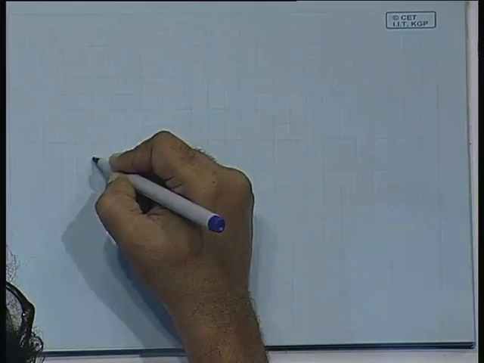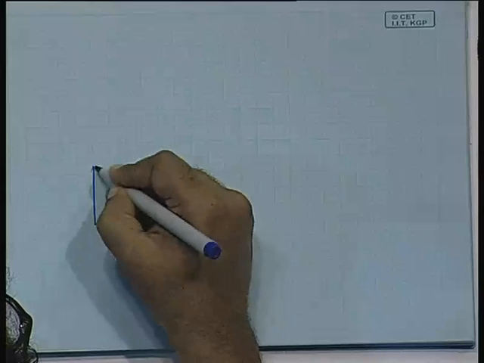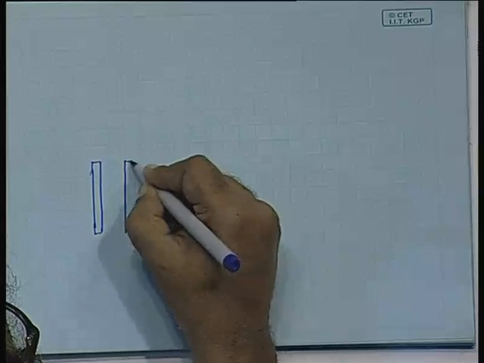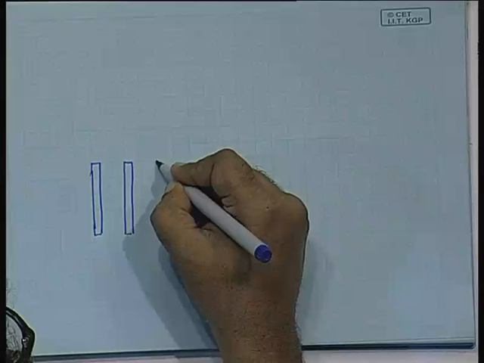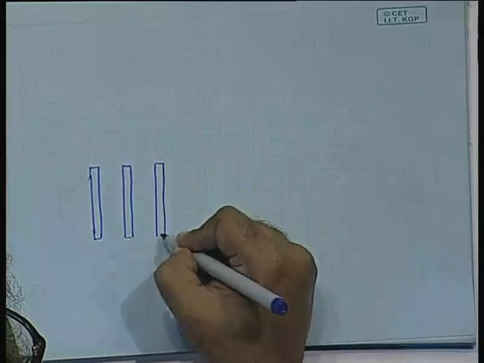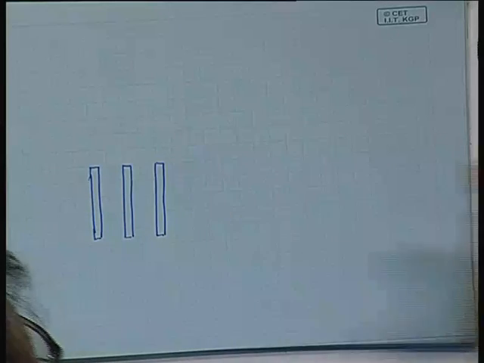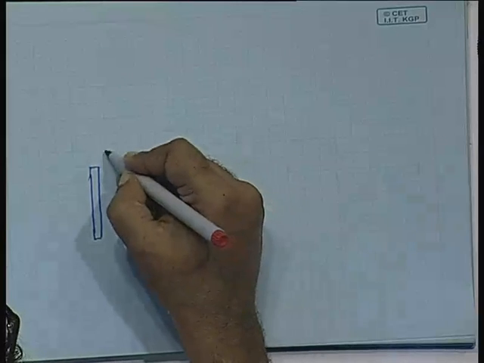So, in that case, what will be the structure of that plant? Let me draw with some different colors. First, as I showed you, there have to be those fuel rods. So, these are the fuel rods say, and in between there have to be the control rods.